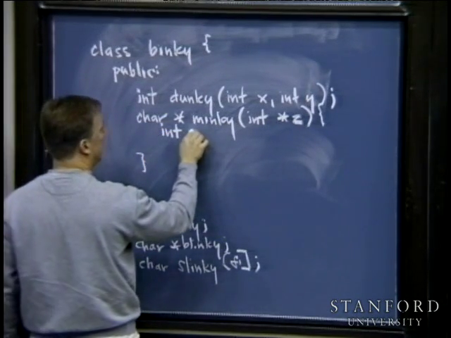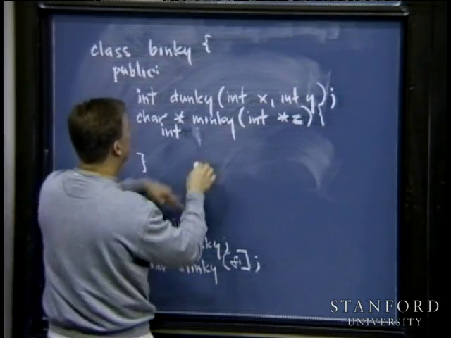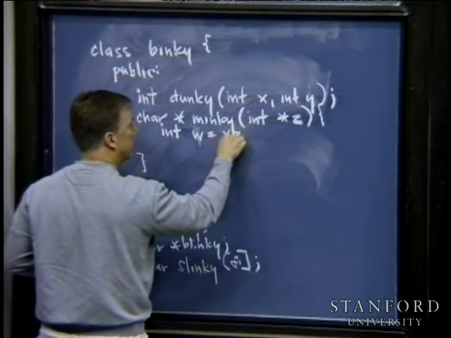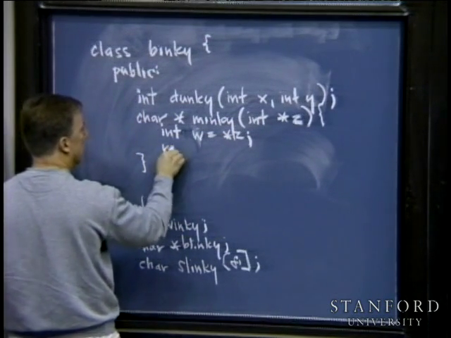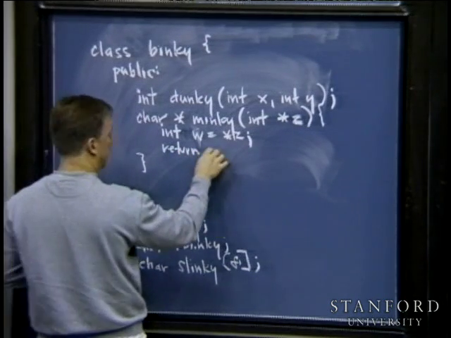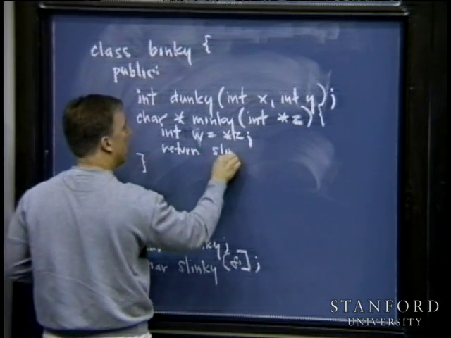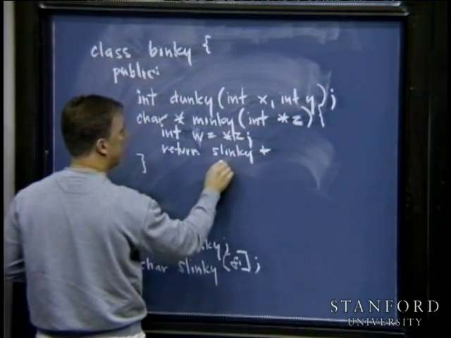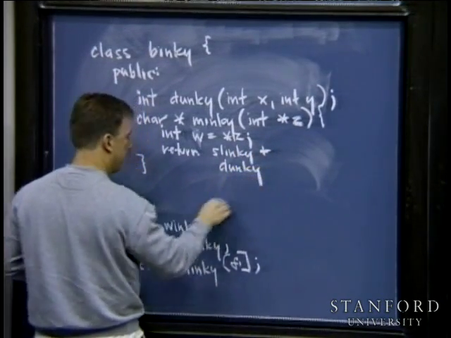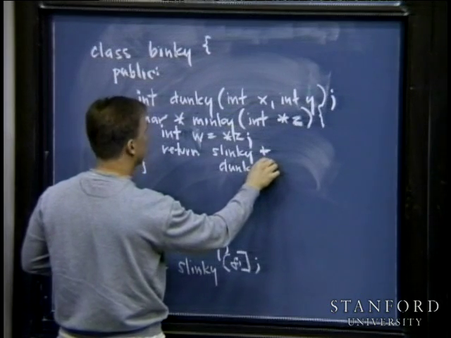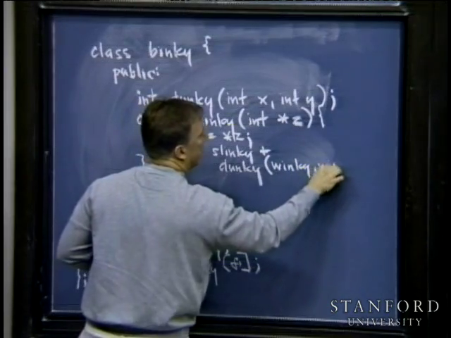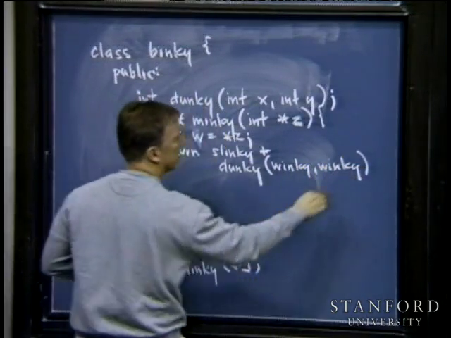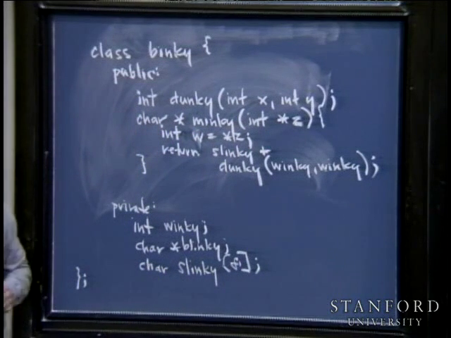Int w is equal to asterisk z, and then I want to return Slinky plus whatever I get by calling this donkey method. I'm not going to implement all the code for this, but I will do this: Winky, Winky, and that's going to be good enough. It's a very short method. You don't normally inline it in the .h. I'm just putting all the code on one board. Okay.